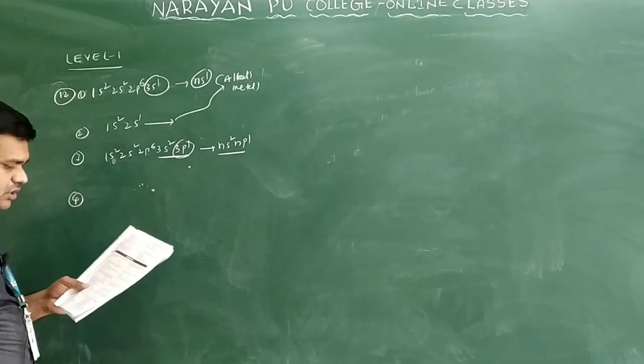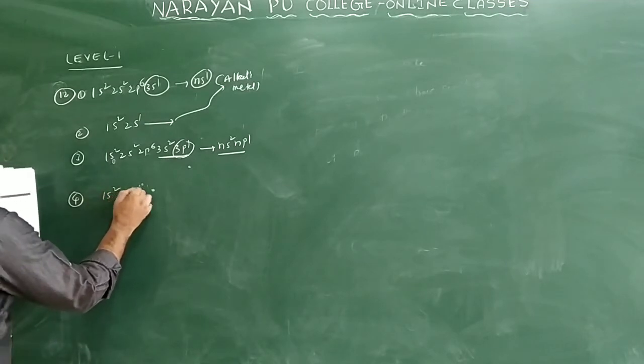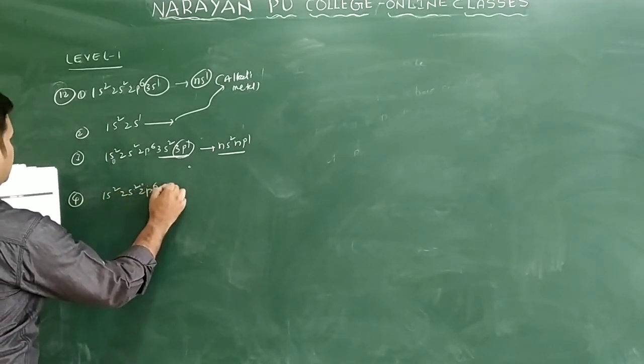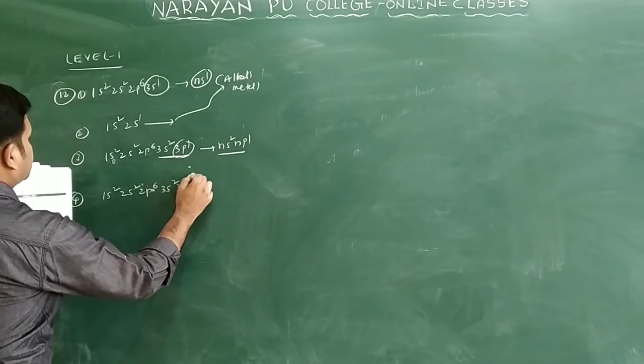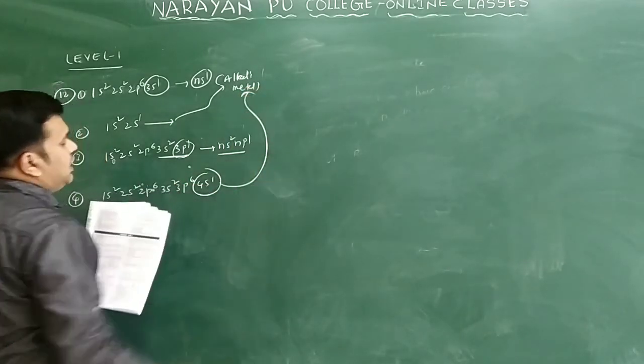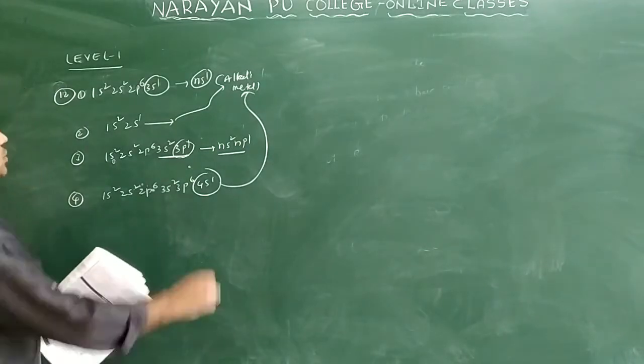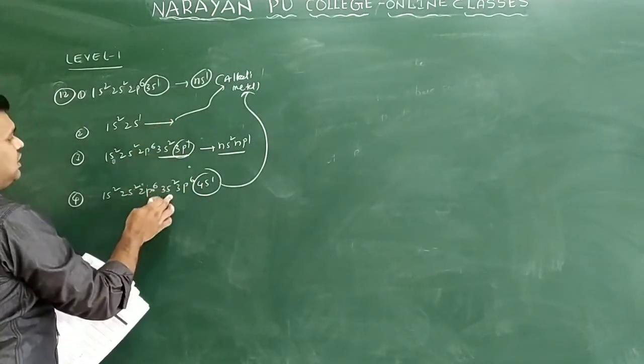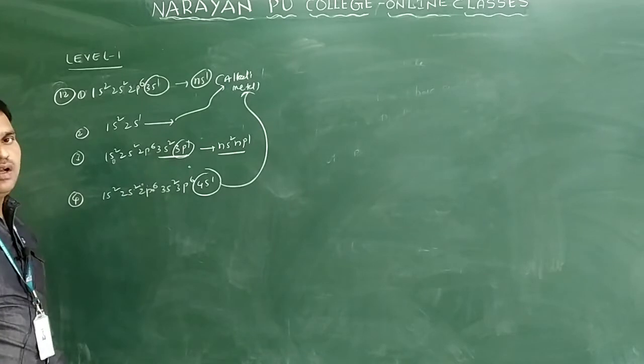See the next option also. The next option is 1s2, 2s2, 2p6, 3s2, 3p6, 4s1. It also belongs to the alkali metals. So this is an alkali metal, this is an alkali metal, this is an alkali metal, and the odd one is the element that belongs to the boron family only.